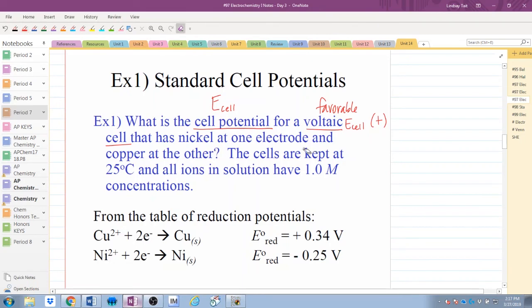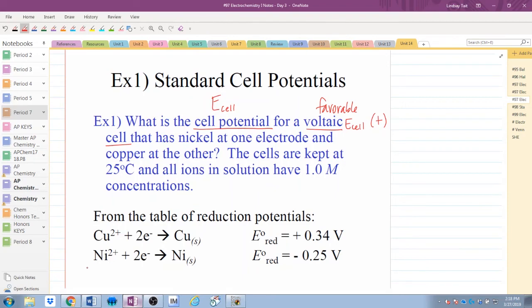All right, it tells us that we have nickel at one electrode and copper at the other. In fact, they've given us the half reactions down here dealing with the nickel and the copper. Hey, Mrs. Tate, how did I know that these should be the 2+ ions? And the answer is, well, because those are the half reactions they gave me. That's not anything you would have to determine. They will give you the half reaction for whichever ion charge that they want, right?